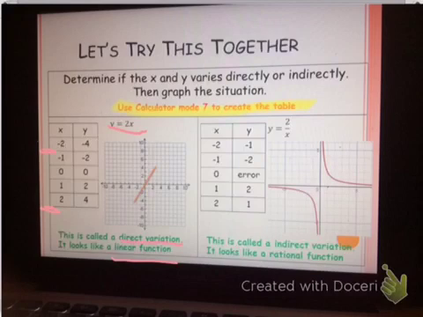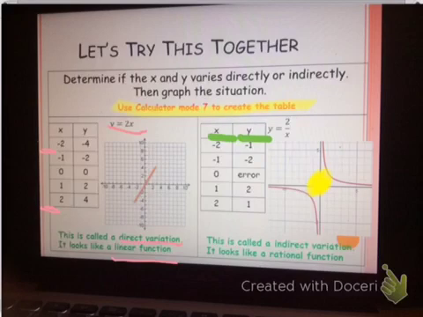Now, if we look at the second one, where we're going to graph this second table, go ahead and put this in your calculator, and you're going to get this. If you notice, at 0 there is an error. In the middle there is a hole in this graph. We're going to talk more about that later. But this graph kind of looks like an L on one side and an upside down L on the other side. This is what the graph of an indirect variation looks like.